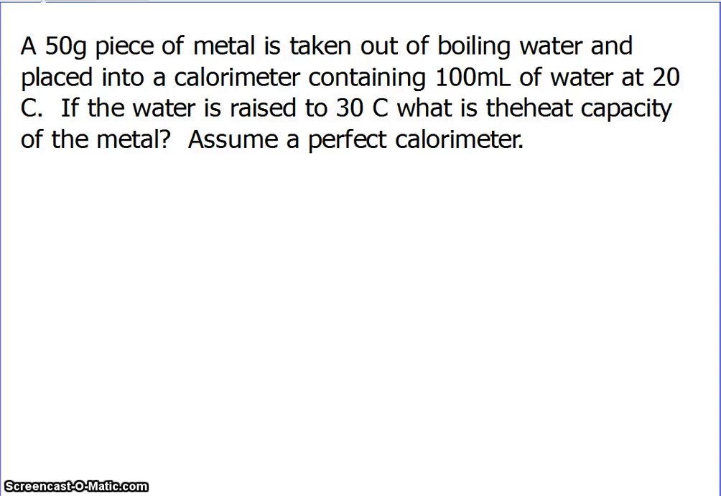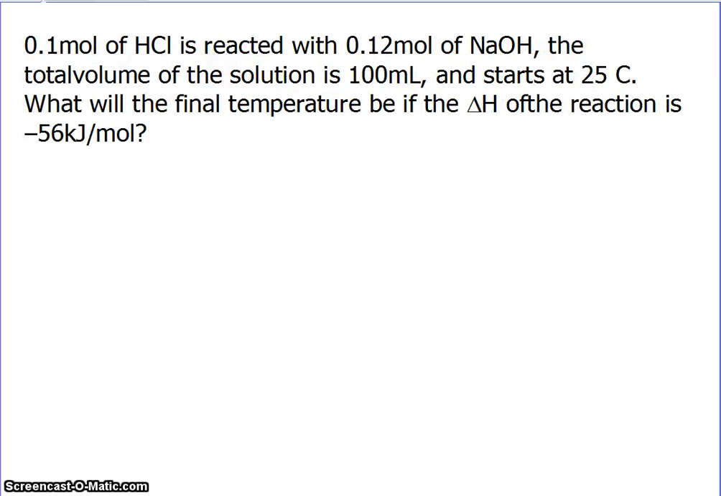All right. So there are other example problems we can work out. We're not going to have time here to do all these. I just want to focus on this one where I have a reaction. So I have 0.1 moles of HCl reacted with 0.12 moles of NaOH. The total volume of the solution is 100 milliliters and it starts at 25 degrees Celsius. What will the final temperature be if the delta H of the reaction is negative 56 kilojoules per mole?